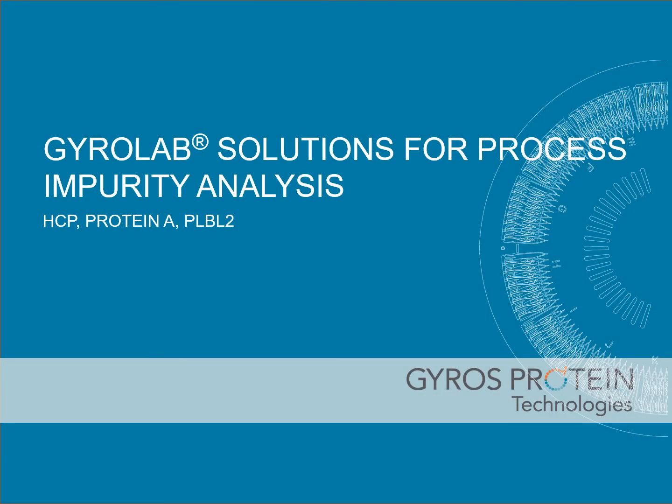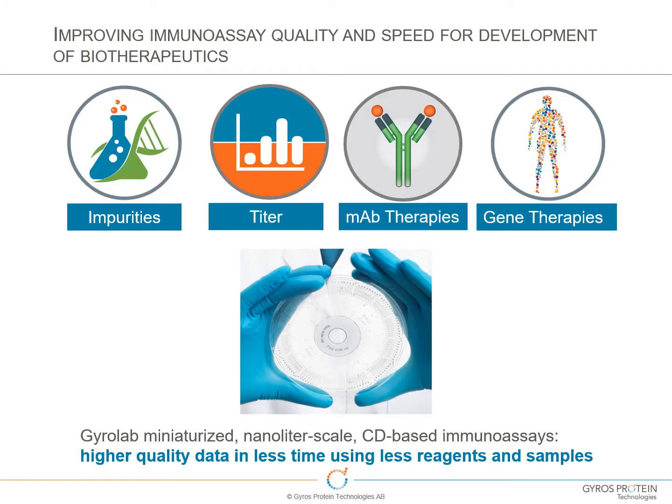Gyrolab solutions for process impurity analysis deliver broad analytical ranges faster and with less hands-on operations, reducing the need for dilutions and reruns. The urgency to bring biotherapeutics to market quickly is greater now than ever. Bioanalysis of culture-related impurities and product titer is essential for process optimization and product characterization, but often creates bottlenecks unless high throughput and efficient methods are implemented to streamline workflows.